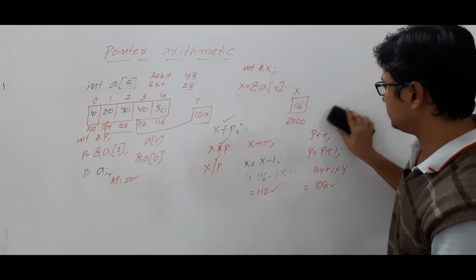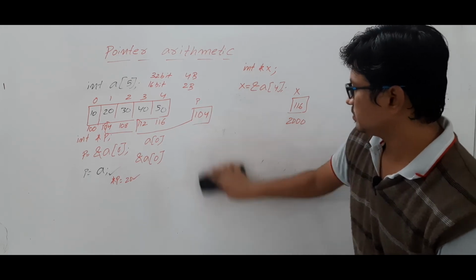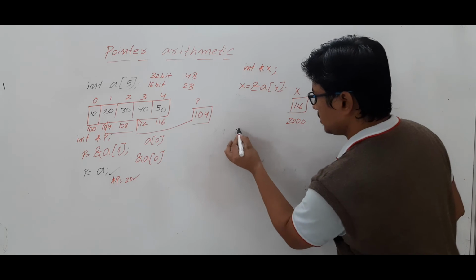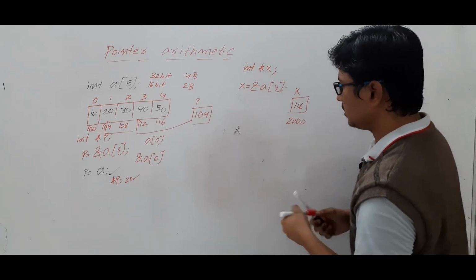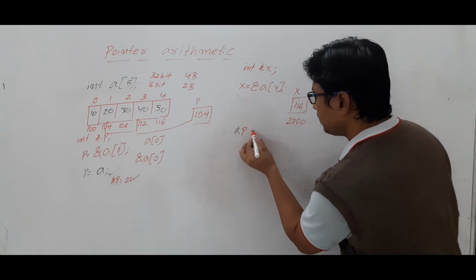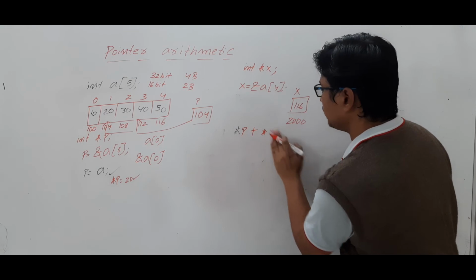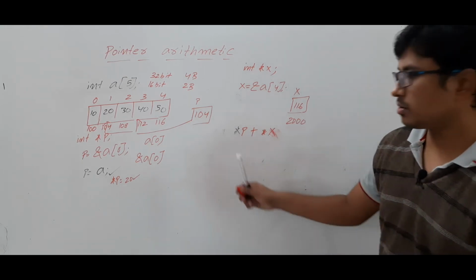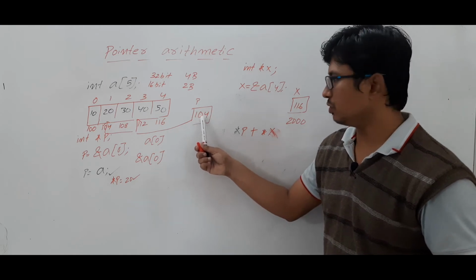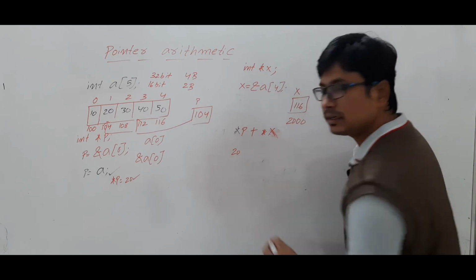Okay, is it clear? Now I have one more question for you. Can I do, okay, let me use the red marker, star p plus star x. Is it valid or invalid? What is star p? This is the dereference operator, which is nothing but the value at 104. In that address, what is the value? Is it 20? Am I right?